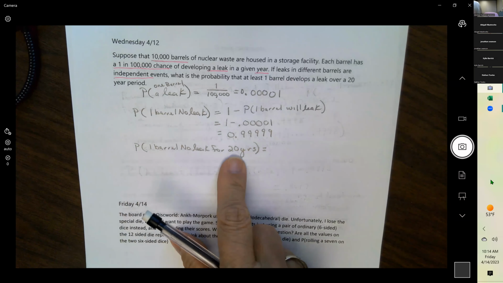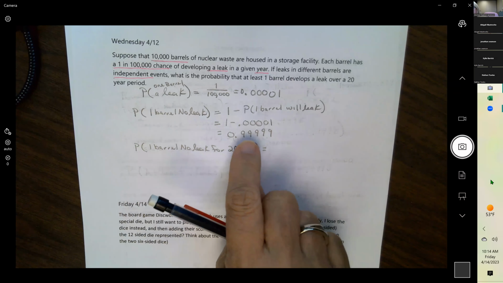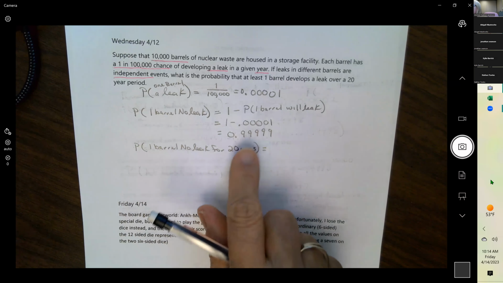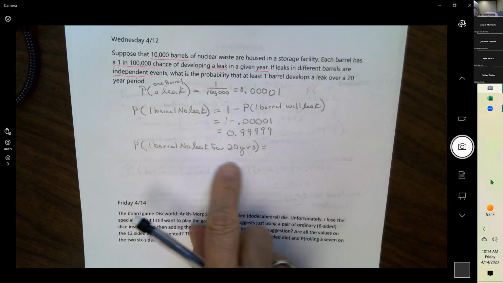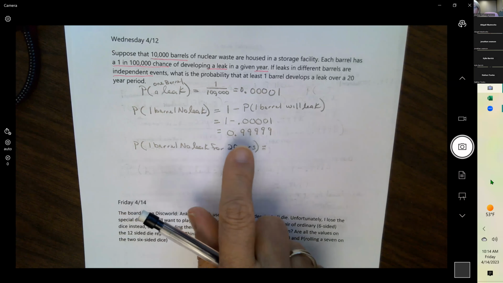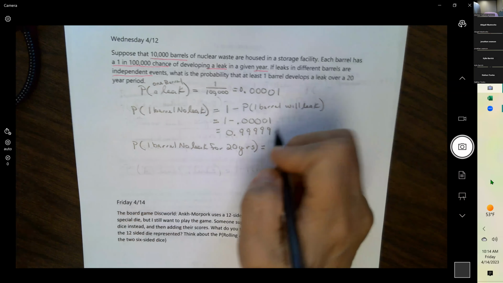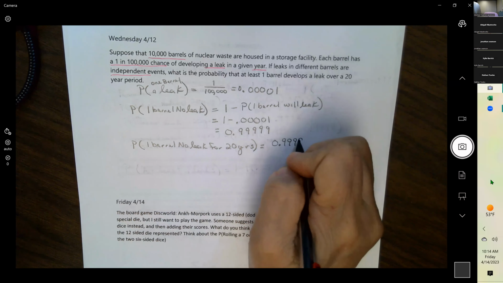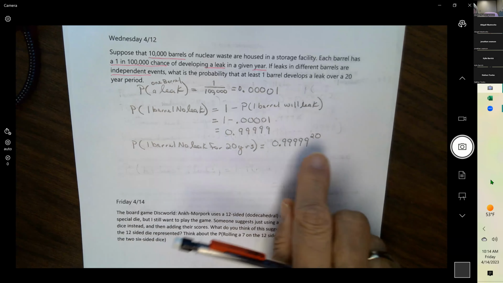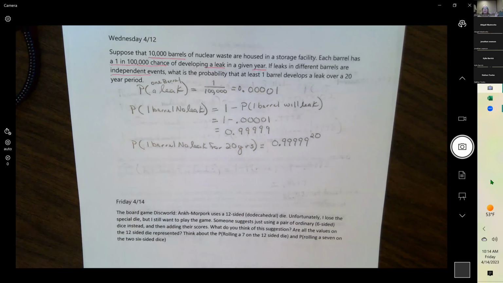1 barrel, no leak for 20 years. Now remember, these are independent, so I can take this answer, the no leaks, and keep timesing it by itself 20 times. So 0.99999 times 0.99999, 20 of them, because they're independent. Or you can take it to the 20th power. Because if you multiply something times itself, that's the number squared. 3 times cubed, 4 times to the 4th, 20 times to the 20th. So we can take that 0.99999 to the 20th.